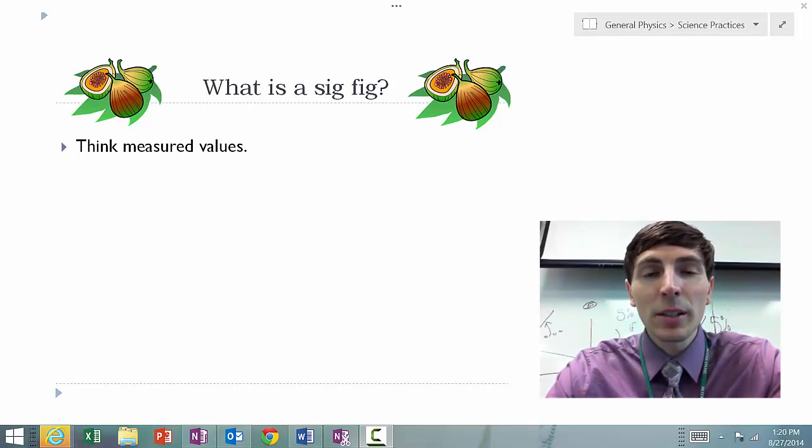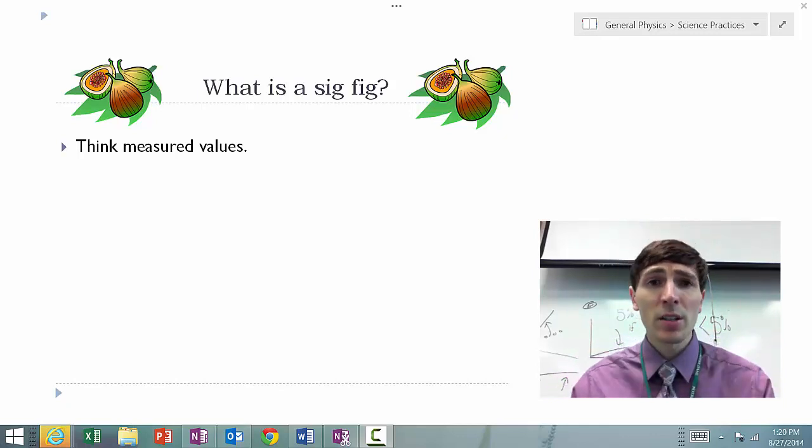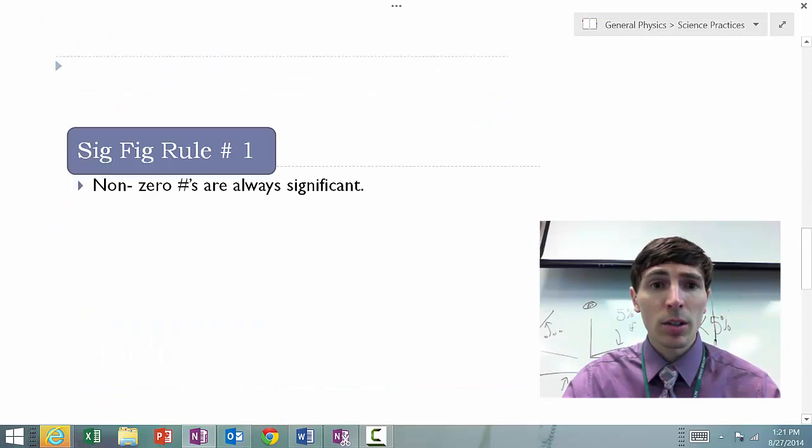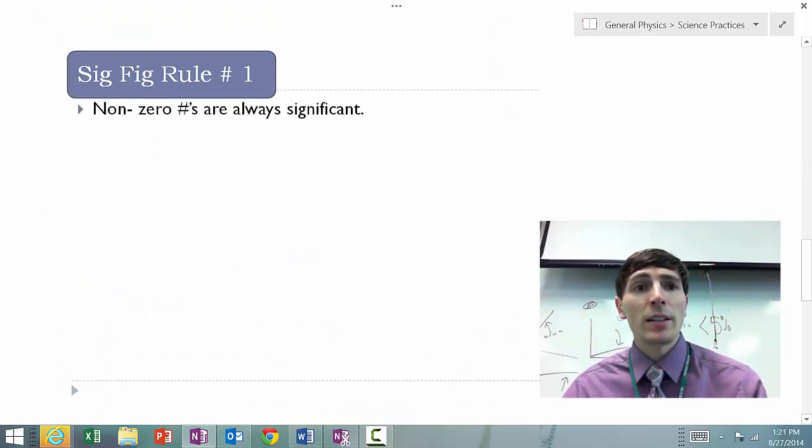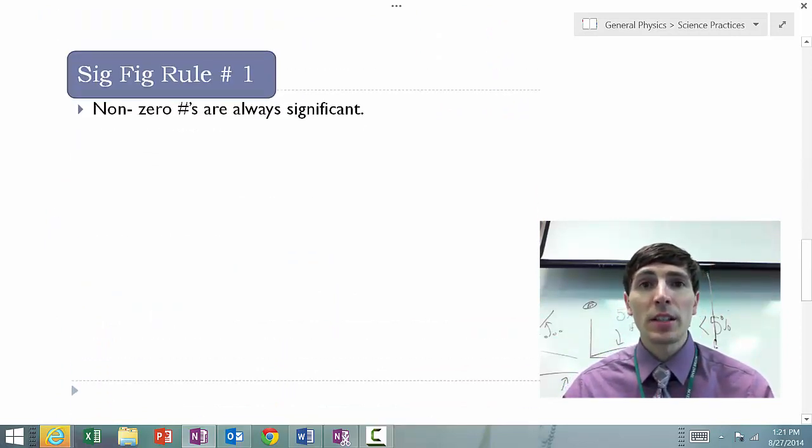Really quickly in this video I'm going to go over the rules needed to count significant figures. When I say significant figure, all we're talking about is values that we actually measured in the lab. If you measured a value, it's significant, and so there's rules for counting the number of significant figures in different measured quantities. So, sig fig rule number 1, non-zero numbers are always significant.